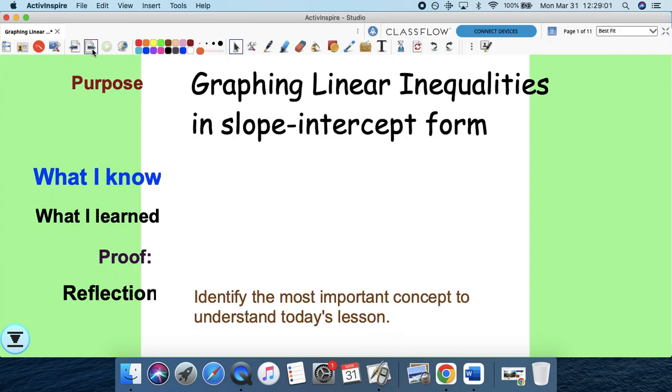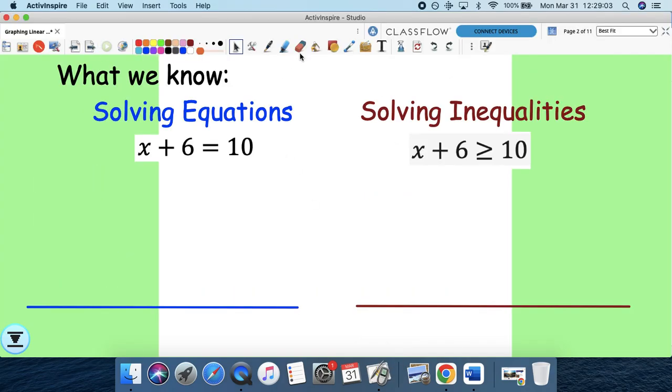So the first thing I want to do is just go over what we know about equations and inequalities and how they are a little bit different when we represent their solution. Okay, so solving equations, well, let's solve this. So using inverse operations, -6 on this side, -6 on that side, and we get that x has to be equal to 4. So x equals 4 and nothing else but 4. So the solution to this equation is just 4.